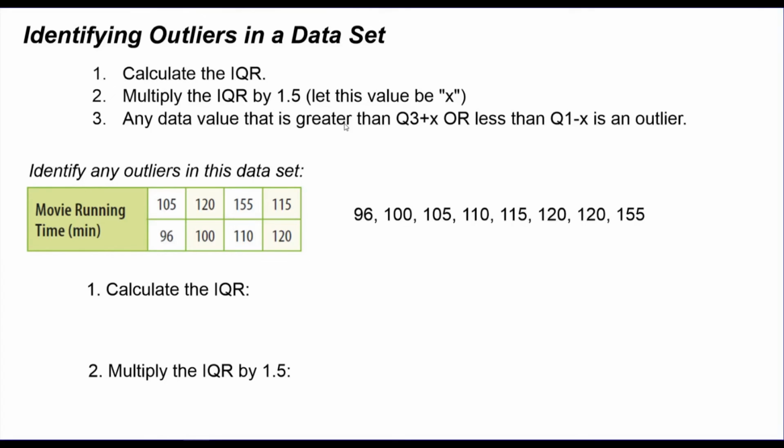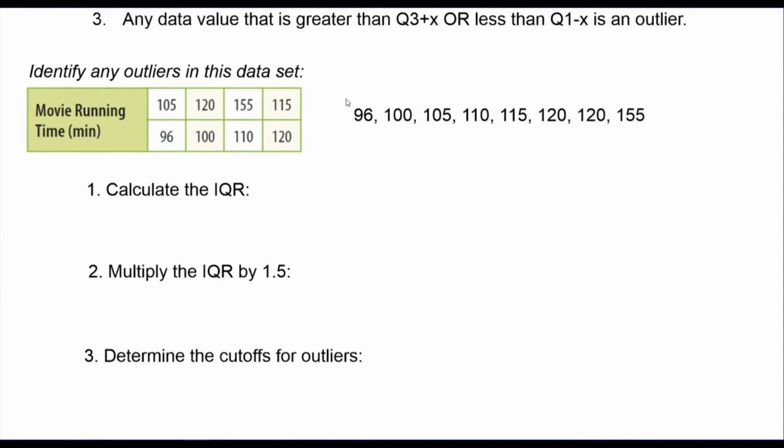Lastly, we're going to look at identifying outliers in a data set. So to do that, the first thing we're going to need to do is calculate the IQR. And then secondly, we're going to take the IQR and multiply it by 1.5. And let's let this value be X. And then thirdly, any data value that is greater than Q3 plus X or less than Q1 minus X is considered an outlier in a data set.